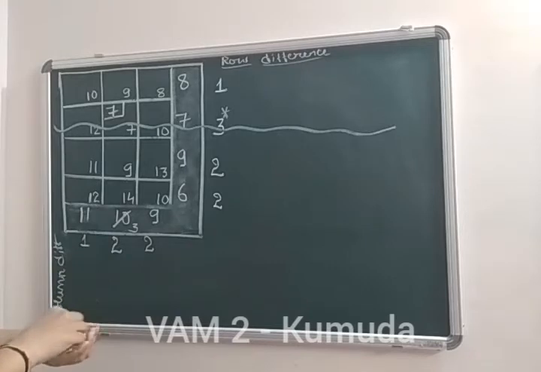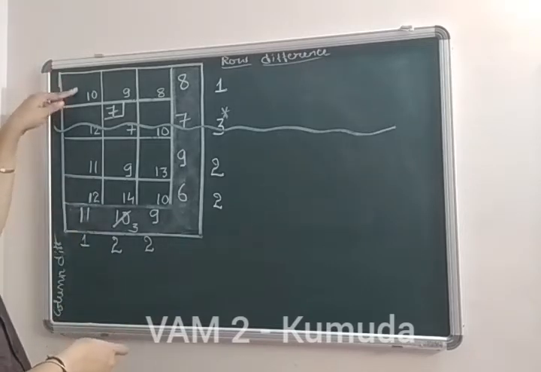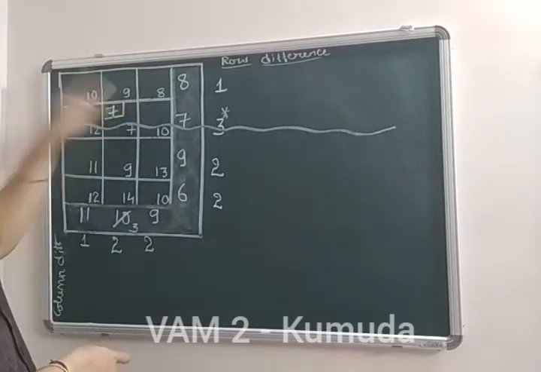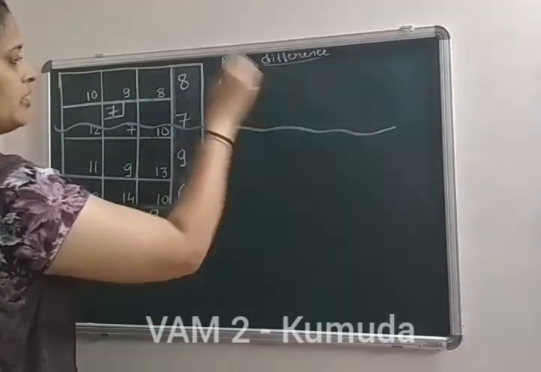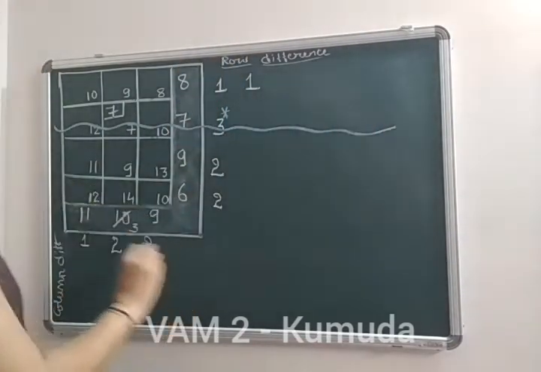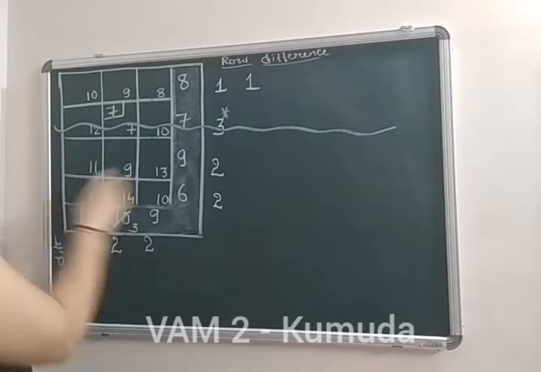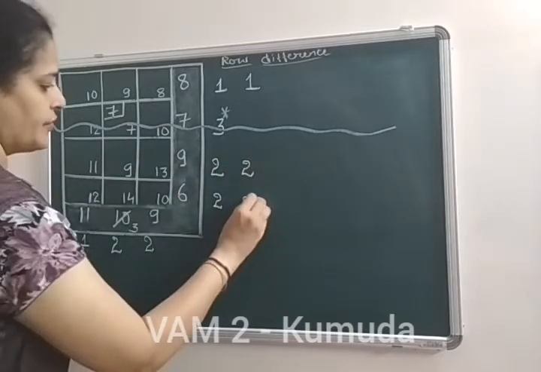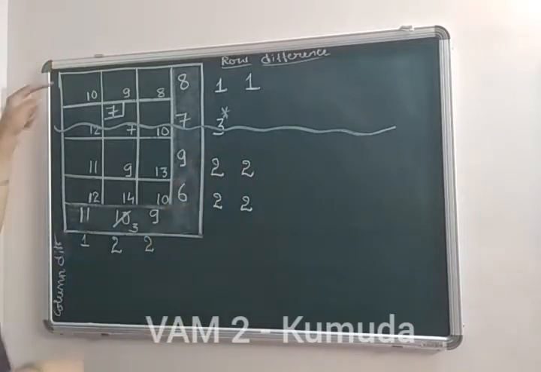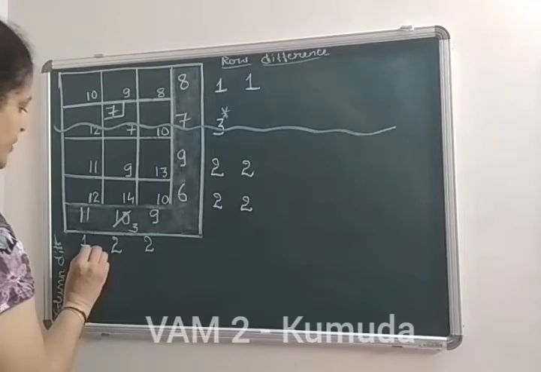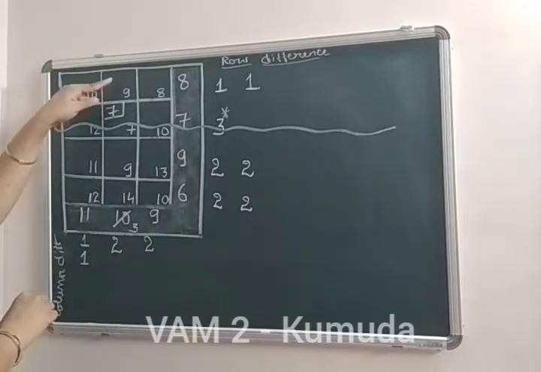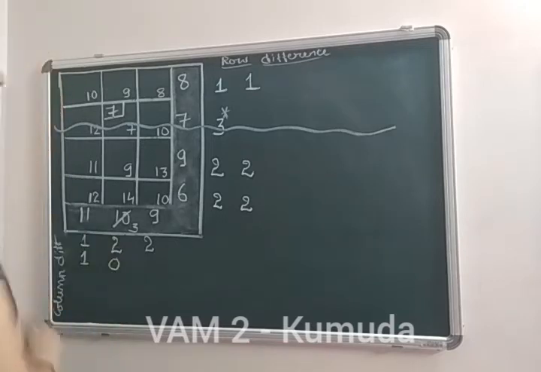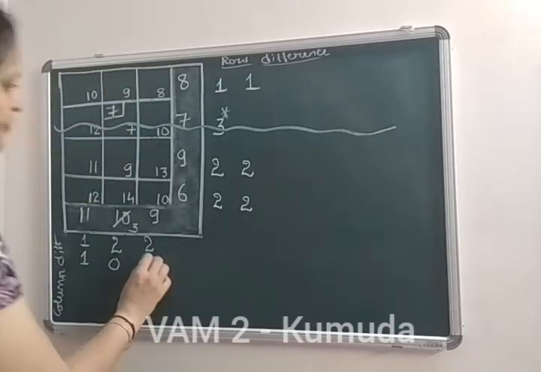Again, start with the row difference and column difference. In the first row, the least is 8 and the next number is 9, so the difference is again 1. The second row is already cancelled, nothing to write. 9 and 11, the difference becomes 2. Similarly, 10 and 12, the difference again becomes 2. Come back to the column difference. We have 10 and 11, so the difference is 1. Now 9 and the next number is again 9, so the difference is 0. We have 8 and 10, so the difference becomes 2.